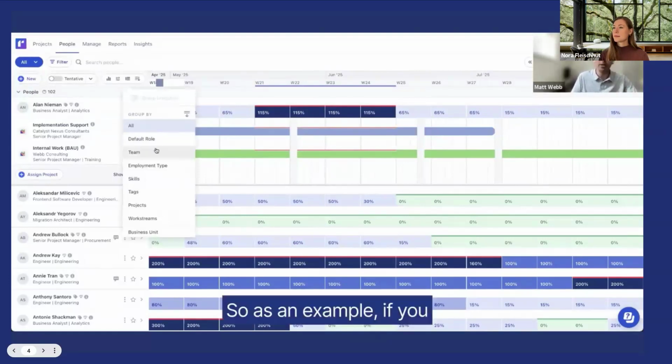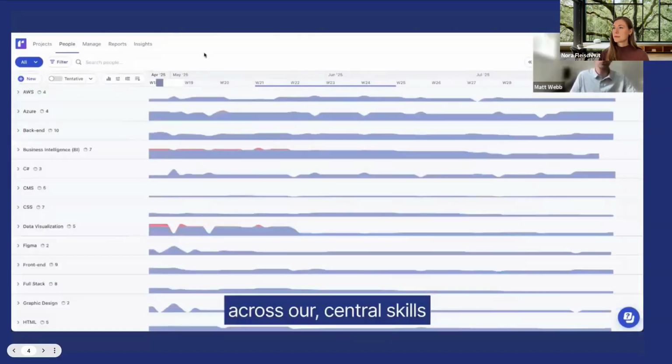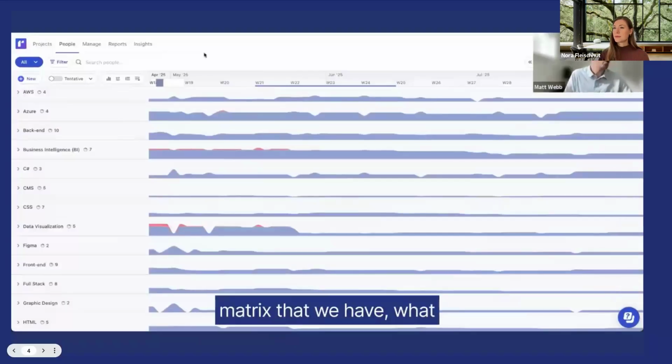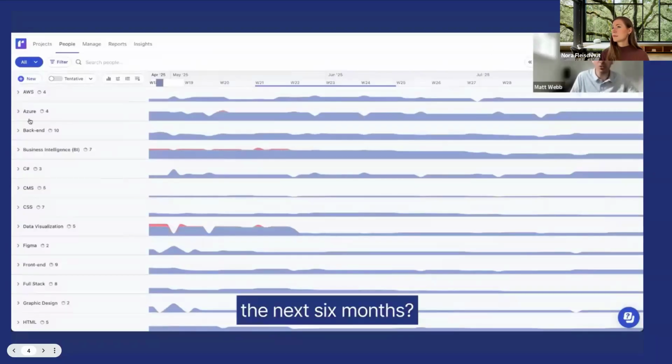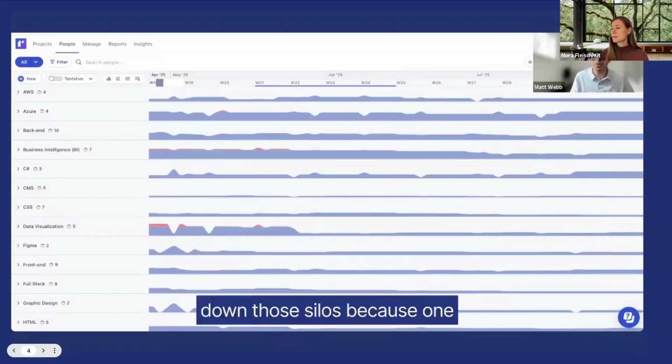So as an example, if you wanted to understand, okay, what is our utilization across our central skills matrix that we have? What does this look like over the next quarter? What does this look like over the next 6 months? And functionally speaking, this is giving you that view across your teams, across your skill sets. But strategically and operationally speaking, it's helping break down those silos.